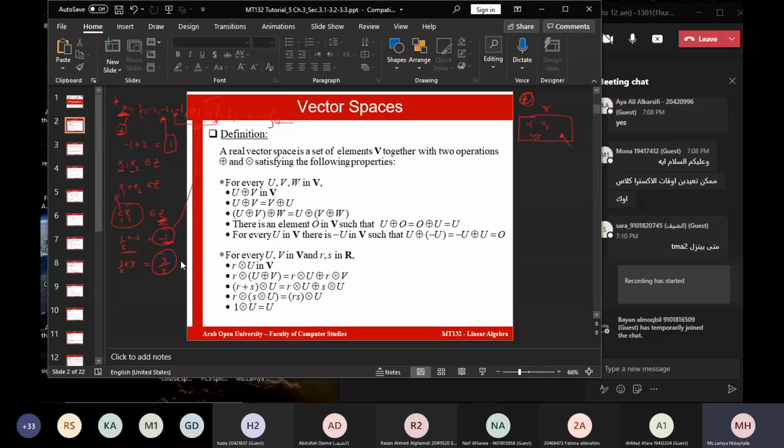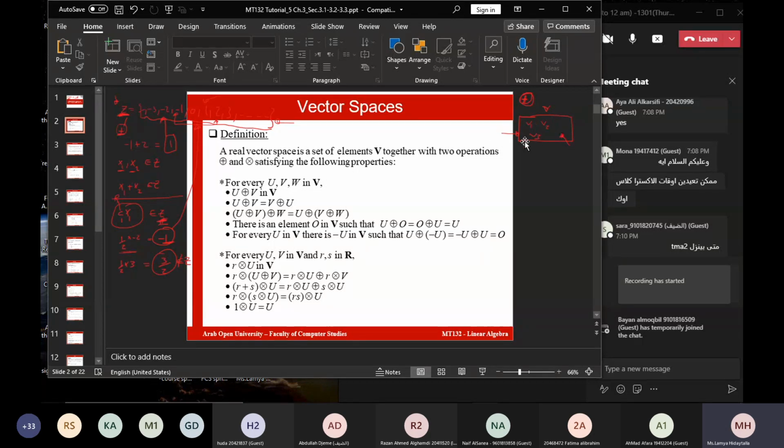3 over 2, is it an integer? It does not belong to Z. So in this case, we say that it is not closed under what? Under scalar multiplication, correct? Because the answer is not an element in this set. Is it clear what we mean by closed now? Okay. Now, let's come back to our vector space and the set of vectors.